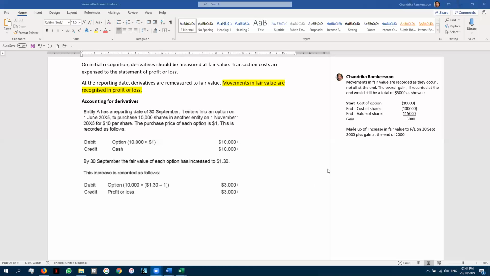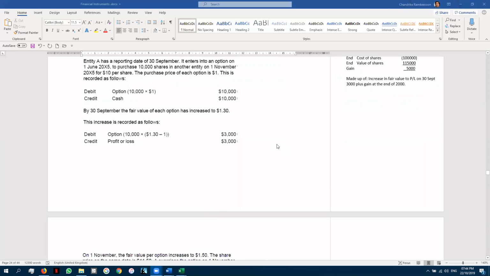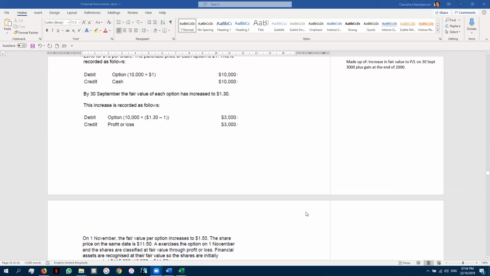So if it was done in one calculation, it would have been done this way, but for financial reporting purposes, it has to be done periodically at each reporting date, being valued at fair value. Now, of course, what we are valuing here is the derivative. What we are valuing at the reporting date is the derivative. I have here made up of increase in fair values of P&L on 30th September 3 plus gain at the end 2000, which is how we arrive at the 5.